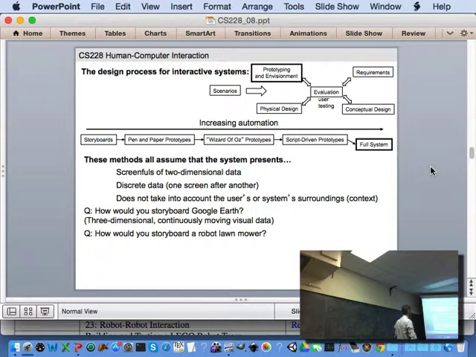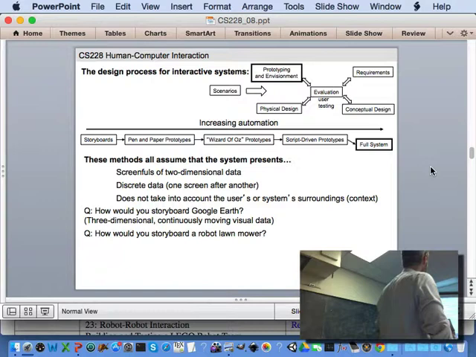Okay. If you go and read your HCI textbook, you'll find that there are a lot of hidden assumptions in there, that you're storyboarding screenfuls of two-dimensional data, right? So I've been talking about websites and web pages. I've already made lots of assumptions. You see this, then you click something, and now you see something else. But as we see in HCI, that's changing, right? How would you storyboard a Leap Motion interaction, right? Things are changing continuously in real time. How would you storyboard Google Earth or a robot lawnmower or Google Glass, right? It's a little bit more tricky to think about how to storyboard. So I'll leave that for you to think about.